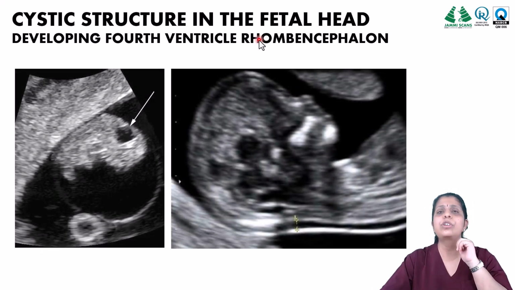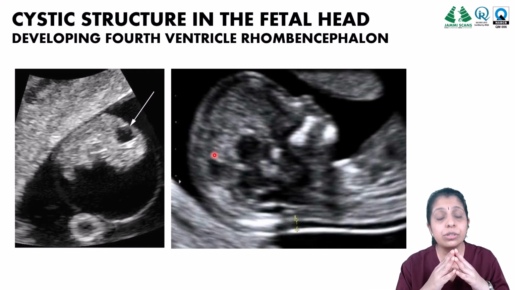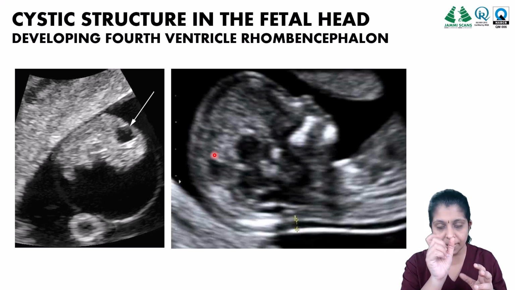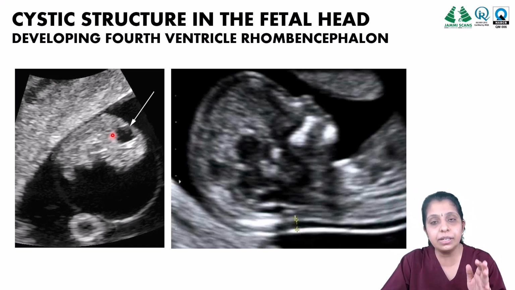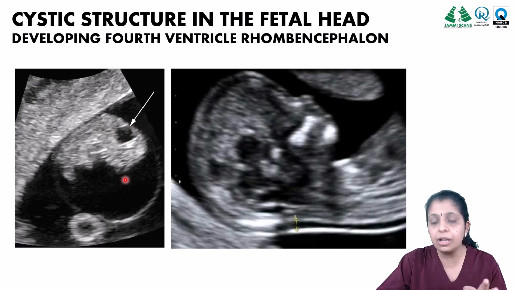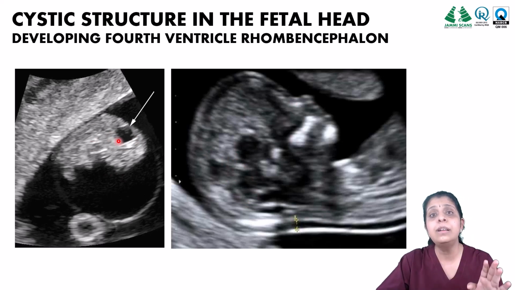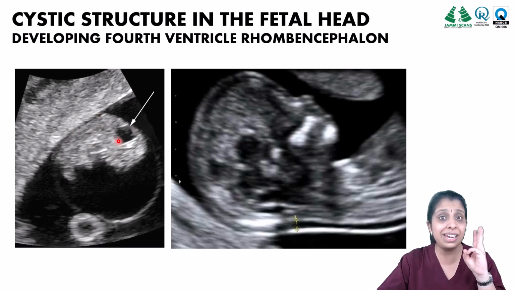Okay, one more common thing, the cystic structure in the fetal brain. This is specifically when you screen these fetuses in the early pregnancy scan at 8 to 9 weeks, when they get a measurable CRL. At that time, when you see a cystic structure in the fetal brain, that is nothing but the developing fourth ventricle or rhombencephalon. This is not abnormal at all. This is a perfectly NT image where the fetus is normal, and that's a normal developing fourth ventricle. So we have seen 3 practical points.